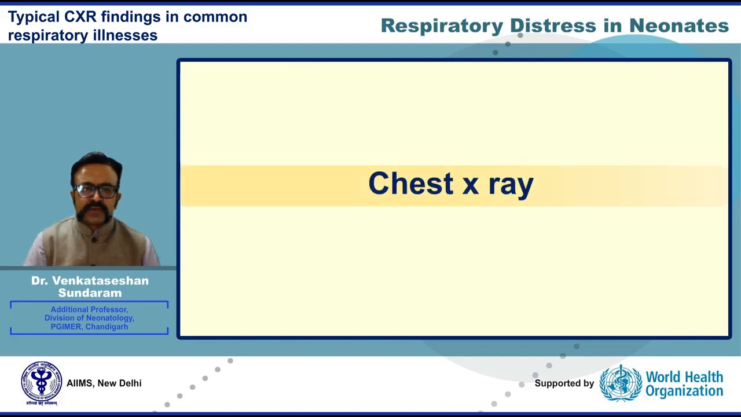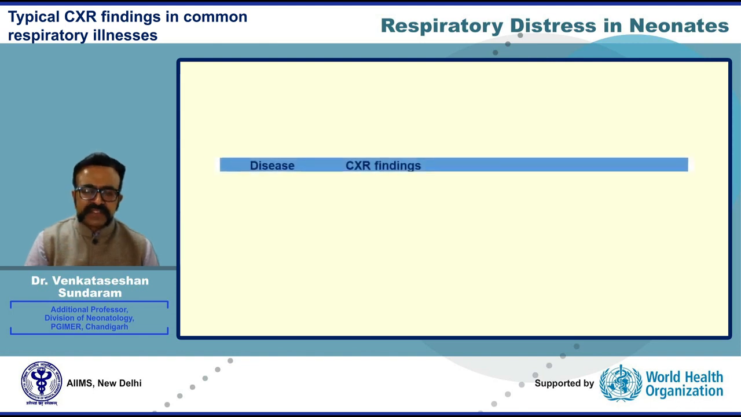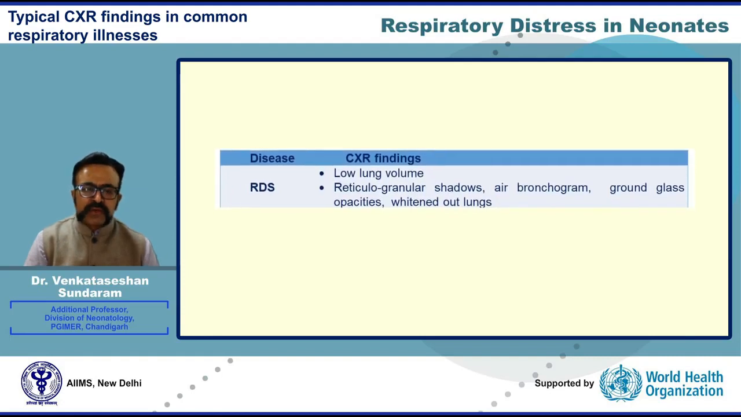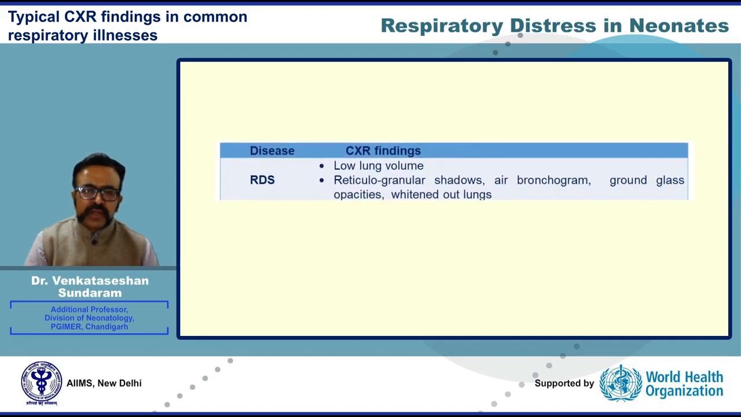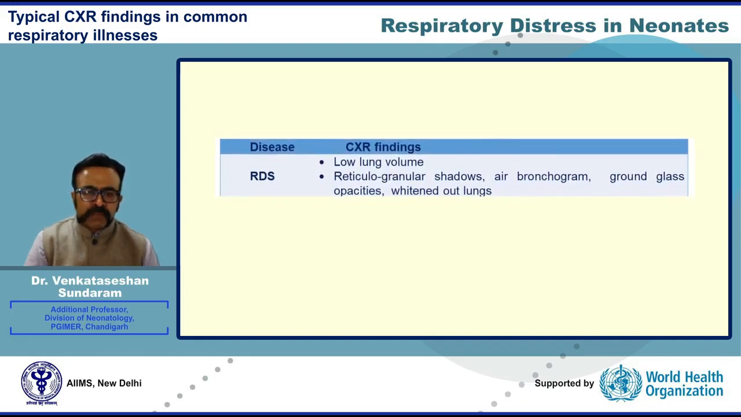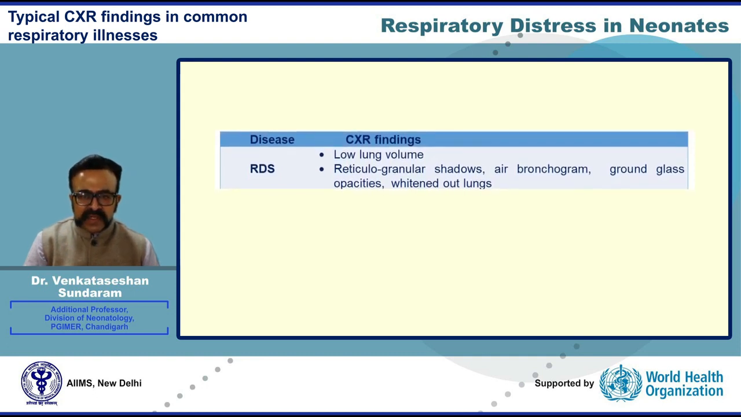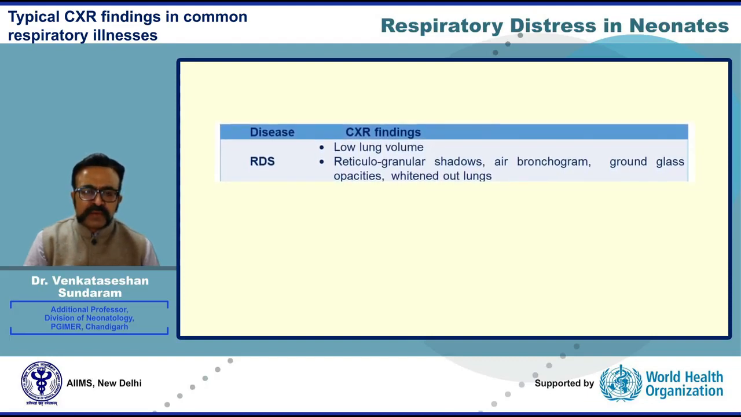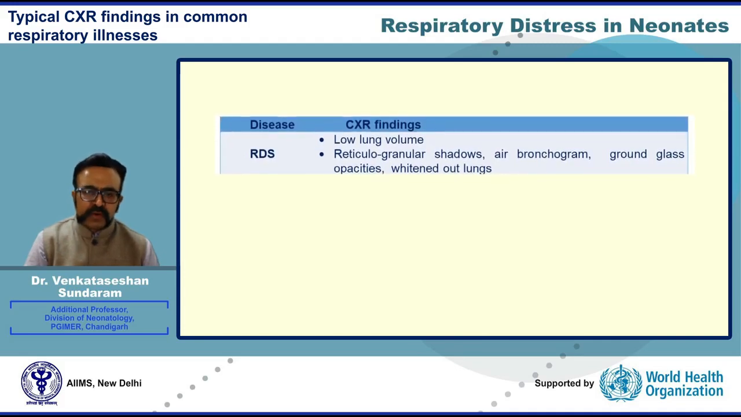Chest X-ray plays a crucial role in diagnosis and management. So these are all the various chest X-rays. I took 4 common conditions to depict chest X-rays. A chest X-ray with a low lung volume, reticulogranular shadows, air bronchogram, ground glass opacities, or whitened out lung points more towards RDS as a diagnosis. Low lung volume would be defined as number of posterior intercostal spaces in the right hemithorax being less than 7, while on room air.